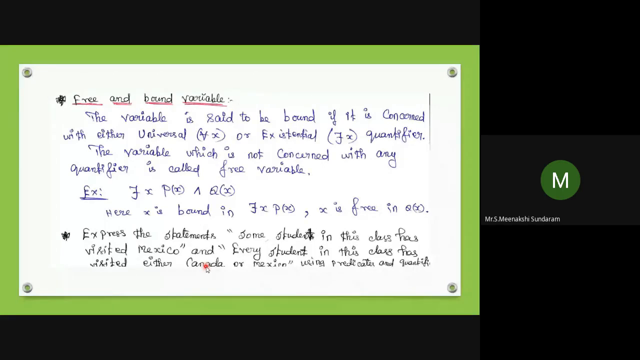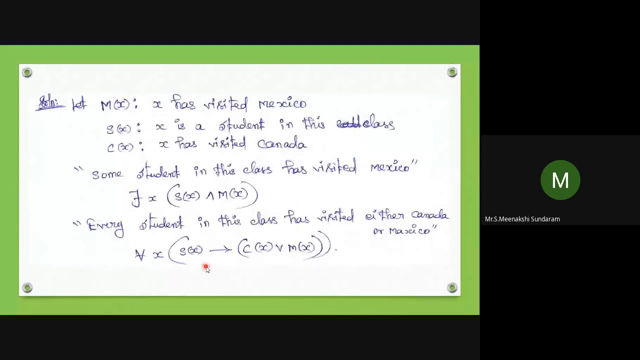Canada, I write c of x, where x has visited Canada. Using this, I can write s of x, x is a student in this class; m of x, x has visited Mexico; c of x, x has visited Canada. The first statement is, some student in this class has visited Mexico.